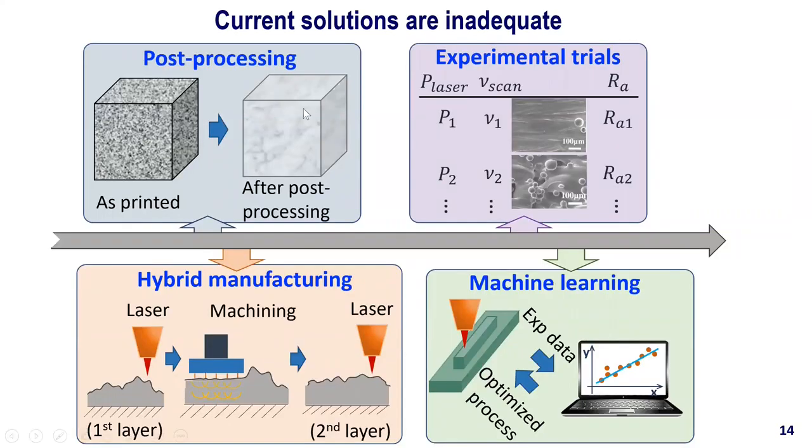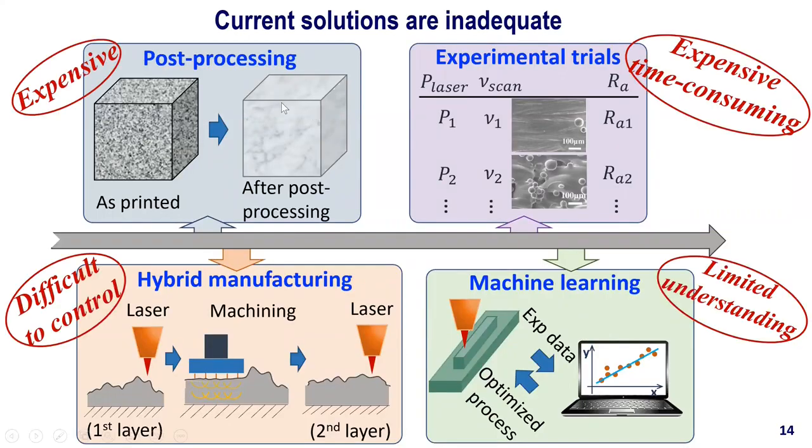Current processes to avoid this are post-processing, which is expensive and time-consuming. Experimental trial and error process, which is also expensive and time-consuming. Hybrid manufacturing, in which after every layer is deposited, we machine away the surface. This is kind of difficult to control and adds cost. And machine learning, which is very good in many ways, but it's like a black box. So you don't always get a very detailed understanding of the physics of the problem.